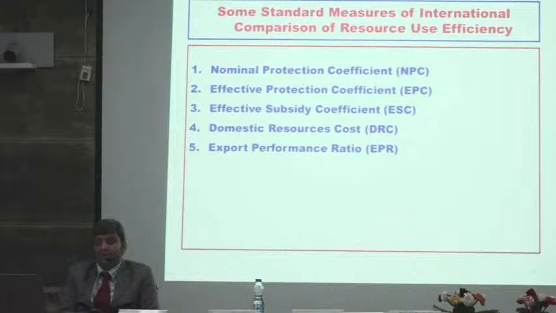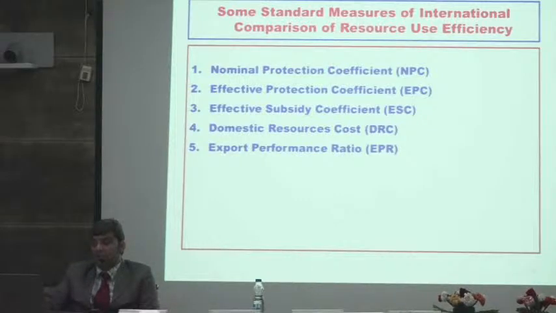We have some standard measures for international comparison of resource use efficiency. The simplest among them is the nominal protection coefficient. Another is the effective protection coefficient. The third is the effective subsidy coefficient. The fourth is the domestic resource cost ratio. And finally, we also use the export performance ratio. We select the indicator based on availability of data. These indicators require different types of data, so based on which type of data is available, we select the indicator.